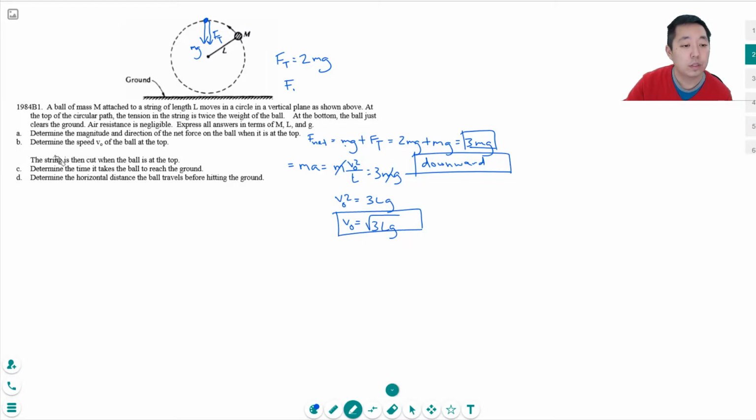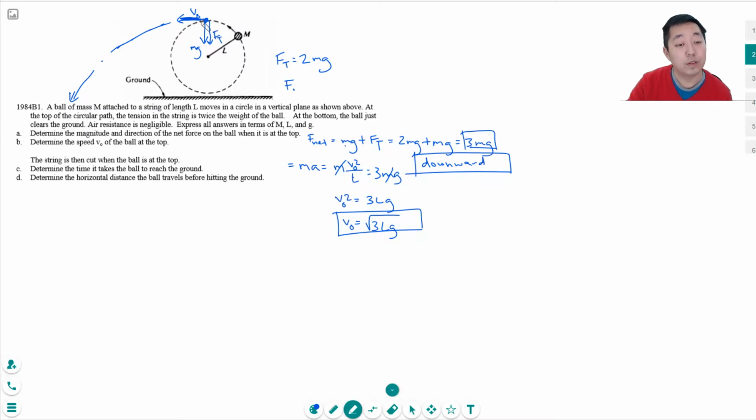Okay. The string is then cut when the ball is at the top. So now we're going to determine the time it takes for the ball to reach the ground. Okay, now its initial velocity is this v naught, and it's going horizontal at this point, because that's at the very top. Its v naught is there, and then it's going to fall to the ground along this path.